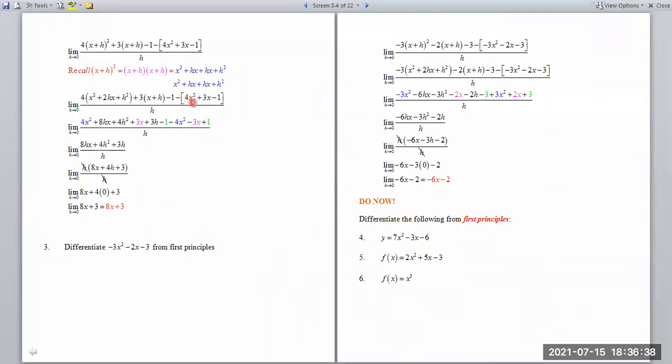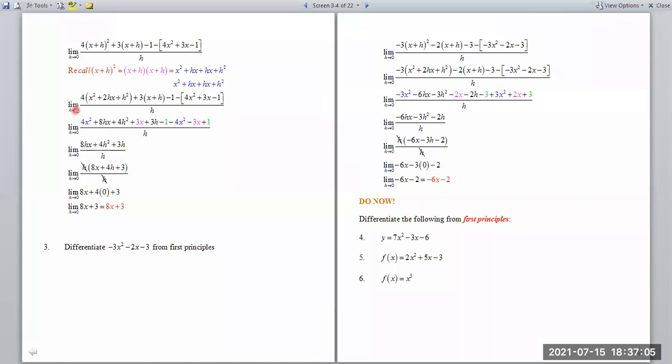So when I take it out, I'll have to find something up here to cancel out with it. See here? Blue, pink, green. So I've canceled all of those, and whatsoever is left in black is what I'm going to rewrite: 8hx plus 4h squared plus 3h, and all of that is over h.